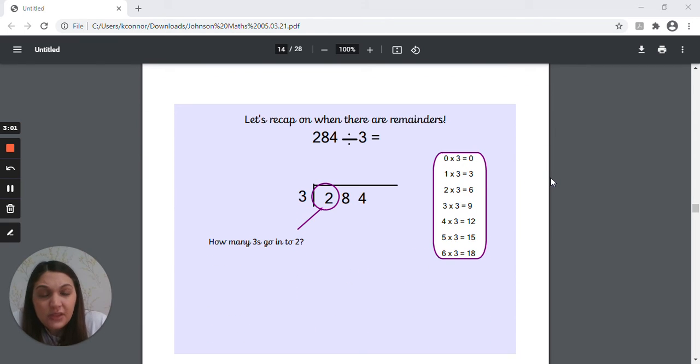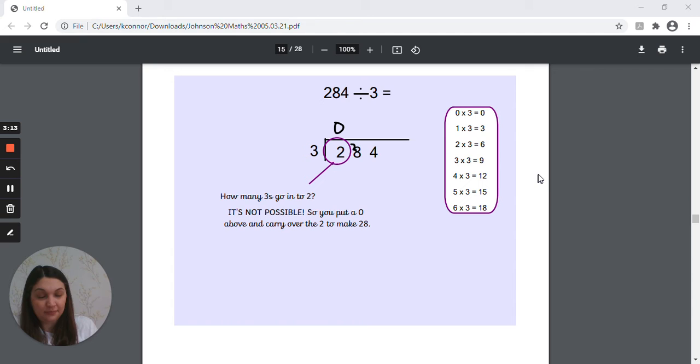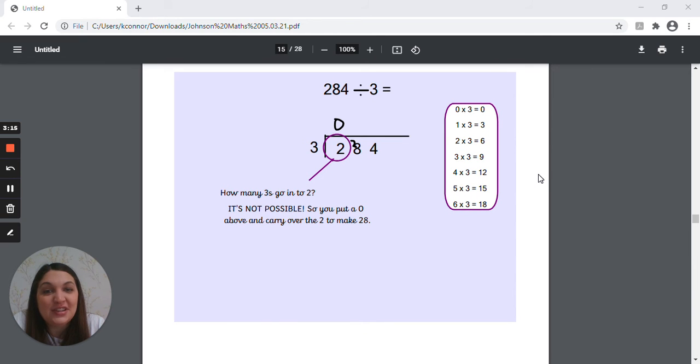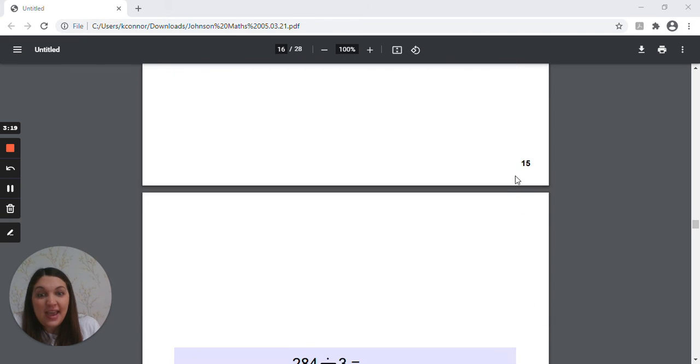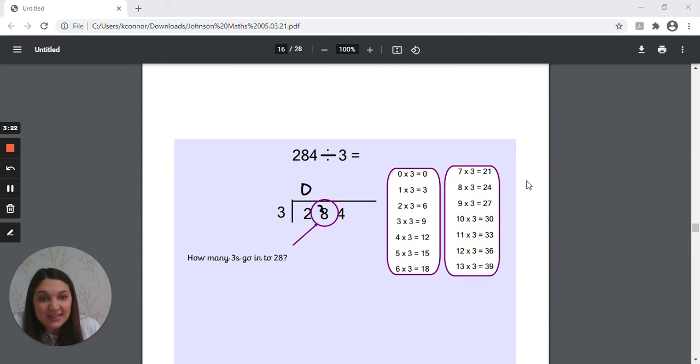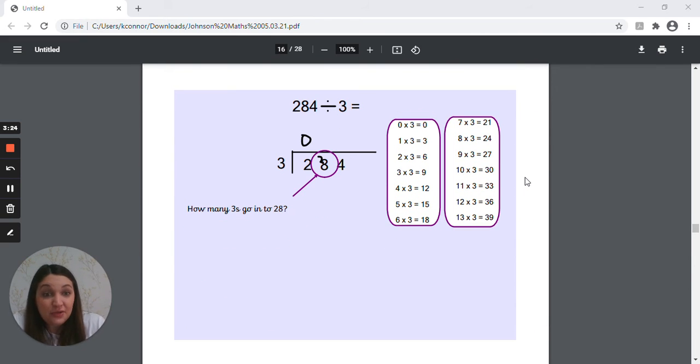Okay, so let's have a recap then when there are some left over at the end. So let's try 284 divided by 3. So how many 3s go into 2? None. So we would carry the 2 over to the next column, making that 28. And then think, how many 3s can I fit into 28? Let's use our times tables here.